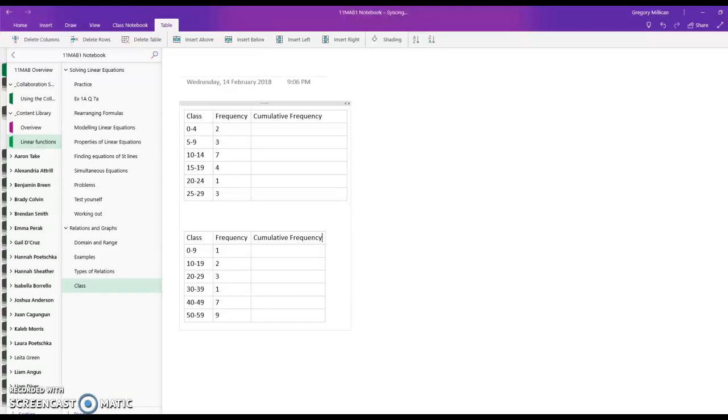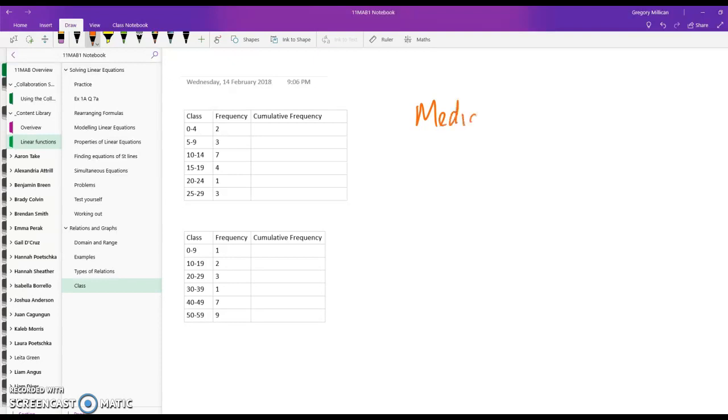Quick question about how to find the median class. So, median class when you're given a set of data. We'll do two examples. The first example, as you can see, we've got classes 0 to 4, 5 to 9, 10 to 14 and so forth with their respective frequencies.